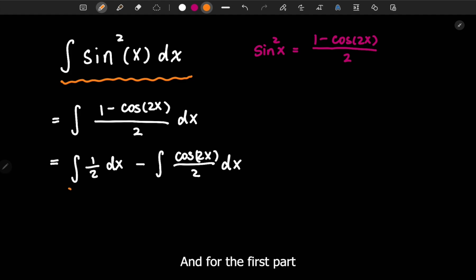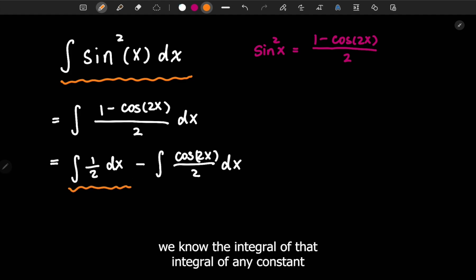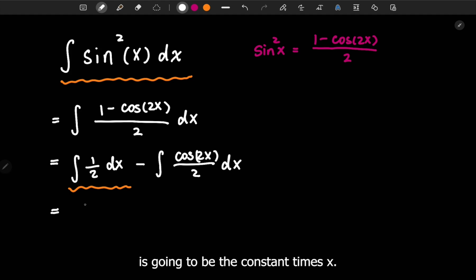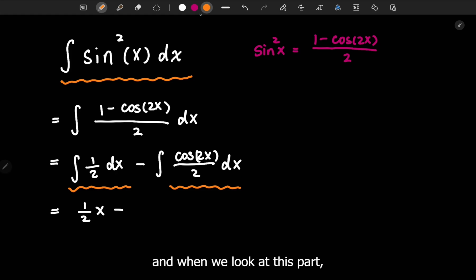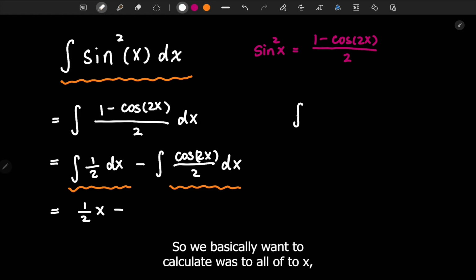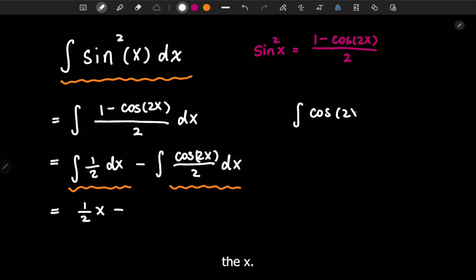And for the first part, we know the integral of any constant is going to be the constant times x. So we have 1/2 x minus. And when we look at this part, 1/2 is the coefficient. So we basically want to calculate what's the integral of cosine 2x dx.